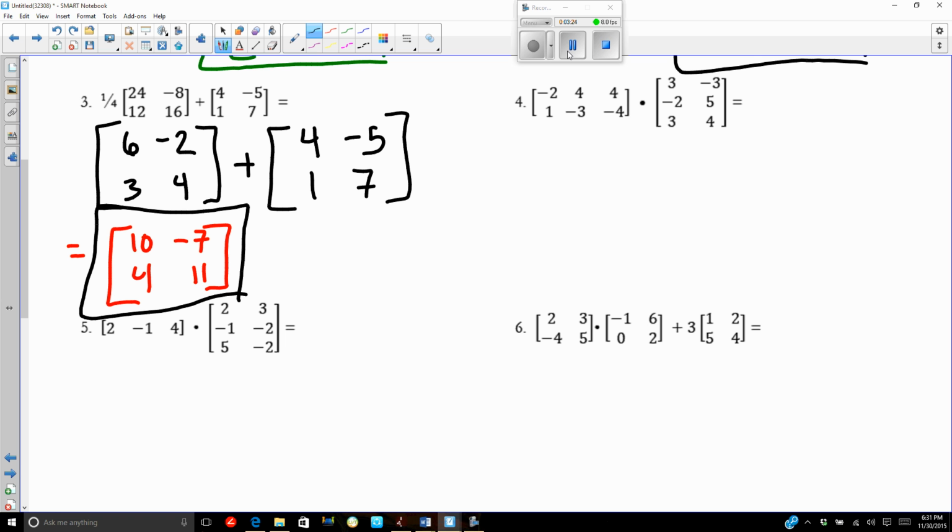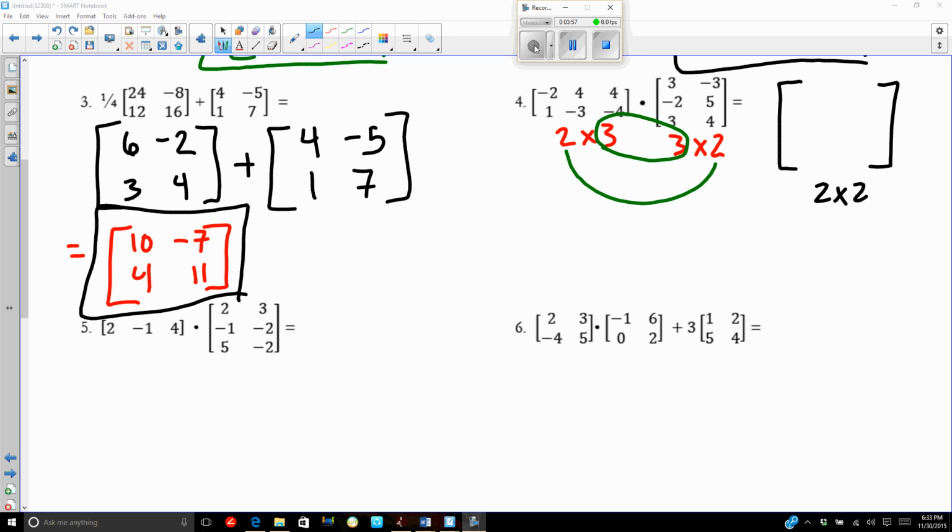Moving on to number 4 is multiplication. So first we want to identify if we can multiply these 2 matrices together. This first matrix has 2 rows and 3 columns, so it's 2 by 3. The second matrix is a 3 by 2 because it has 3 rows and 2 columns. So remember those inside numbers matched up. So that means we can indeed multiply these 2 together. And the outside numbers mean our answer is going to be a 2 by 2 matrix.